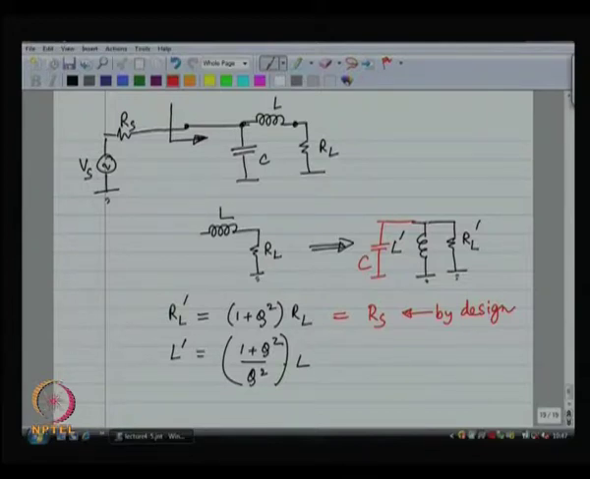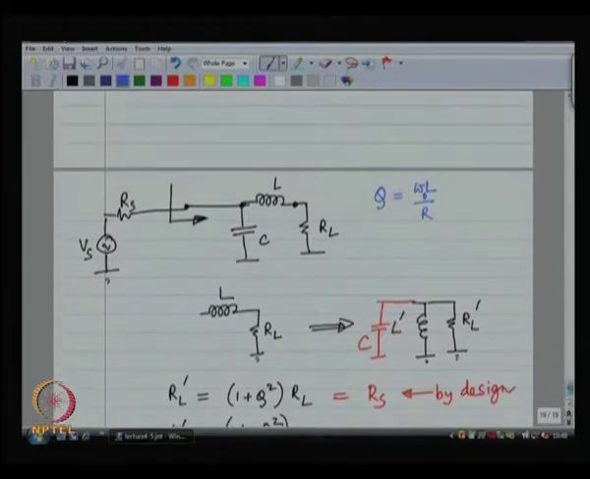Once you have figured out what is the value of Q you need, you can figure out what is the value of L, because L in series with R L means, what does it mean? That the Q is going to be equal to R by omega naught L. No, exactly opposite. Omega naught L by R. I think, yeah, this is wrong.